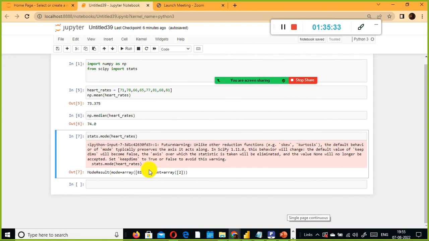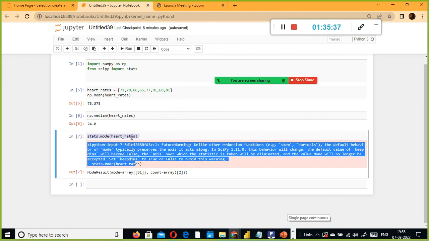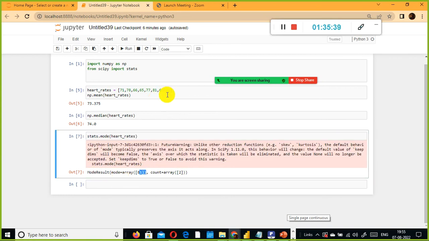The mode is available as part of SciPy. I don't know how many of you remember that I used the mode function while I explained data imputation, right? The same thing I used there also.